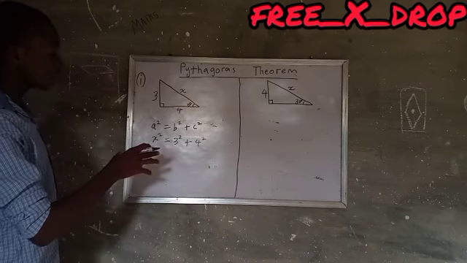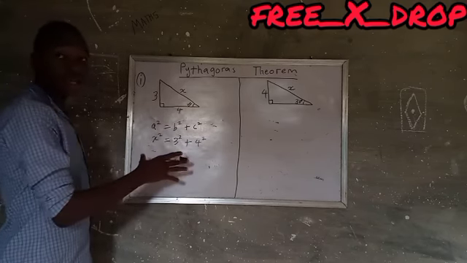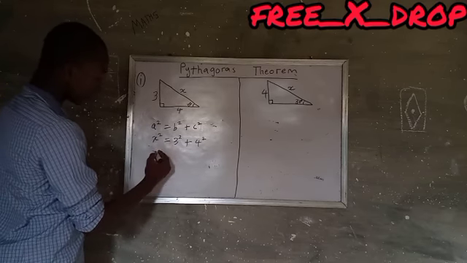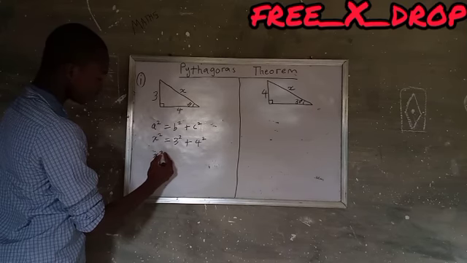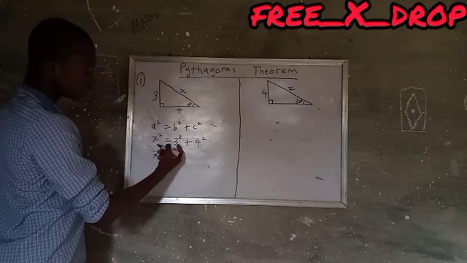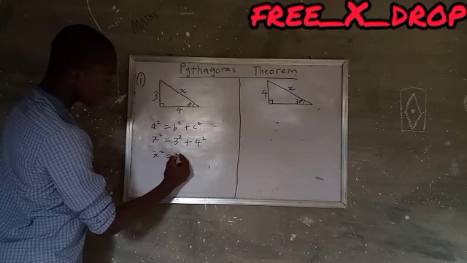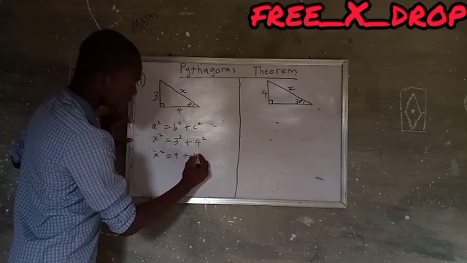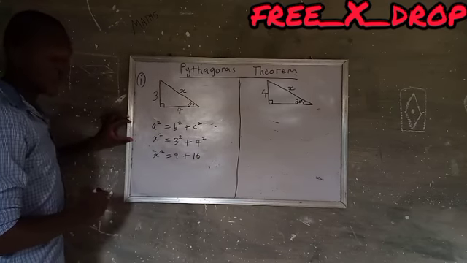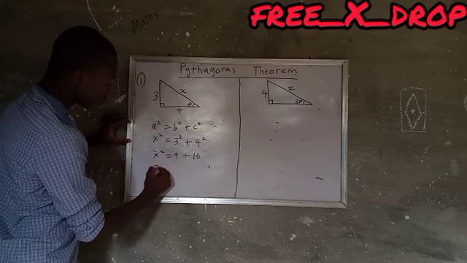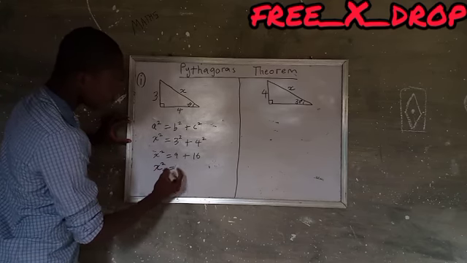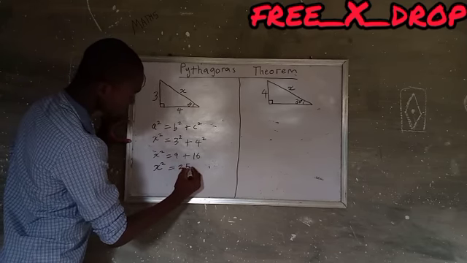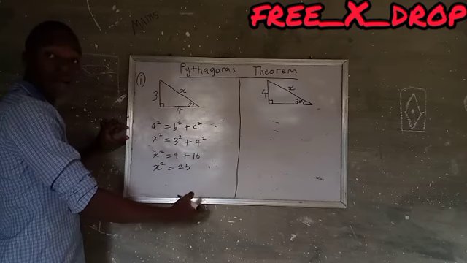So now that we have arranged our question in the formula, we can now solve. So this remains x squared. You are looking for x. This remains x squared here, equal to 3 squared, which is 3 times 3 is 9, plus 4 squared, which is 4 times 4 is 16. So we're just going to add up these two. X squared is now equal to 9 plus 16 is 25.